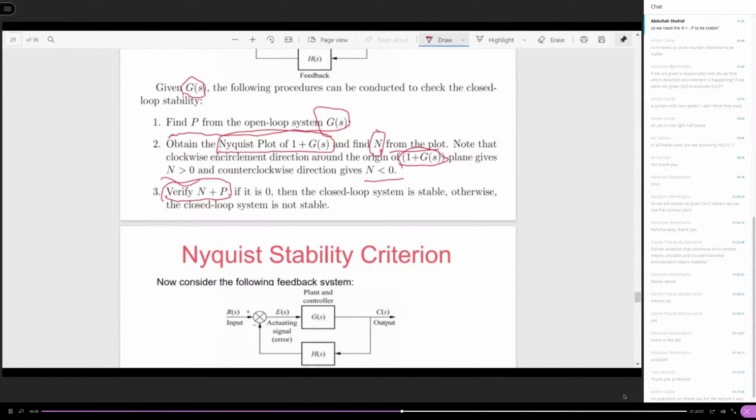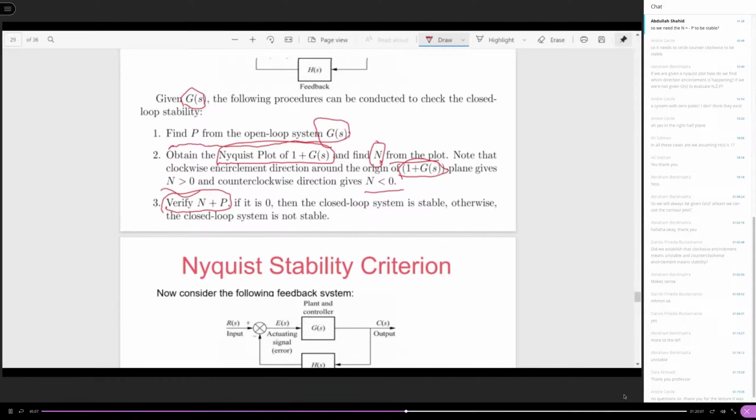But n could be positive, could be negative, depending on the direction of the Nyquist plot, the encirclement around the origin. So you verify n plus p. If this number is equal to 0, no problem, the closed loop system is stable. Otherwise, if n plus p is not equal to 0, then the closed loop system is not stable. You got my point?